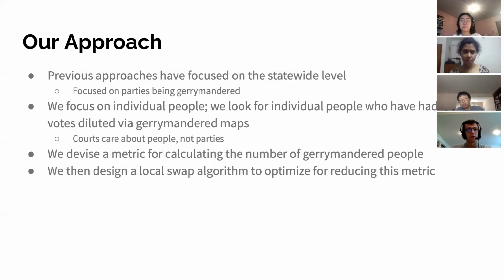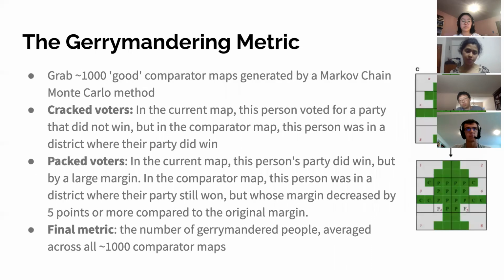We have approached this by creating a metric to calculate the number of gerrymandered people, and then we have an algorithm that utilizes simulated annealing and local swaps to reduce this metric to ideally a global minimum. So more specifically on our metric, we grab 1,000 good comparator maps generated by MCMC methods such as JerryChain, which is an open source project.